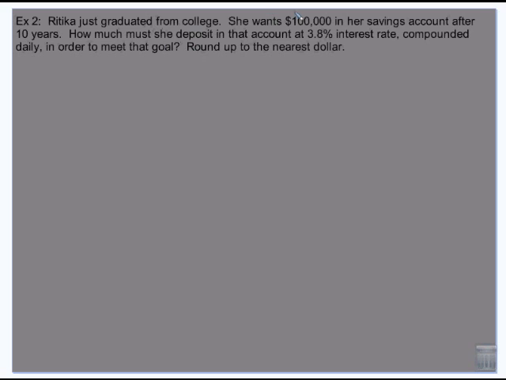But she just graduated from college and she wants $100,000 in her savings account in 10 years, probably to buy a house. And she has a 3.8% interest account, and she wants to know how much does she need to put in there compounded daily to meet her goal. So again, this is a single deposit. Where N is going to be 365 because it's compounded daily. We're going to ignore the leap years. And R is 0.038 and T is 10.